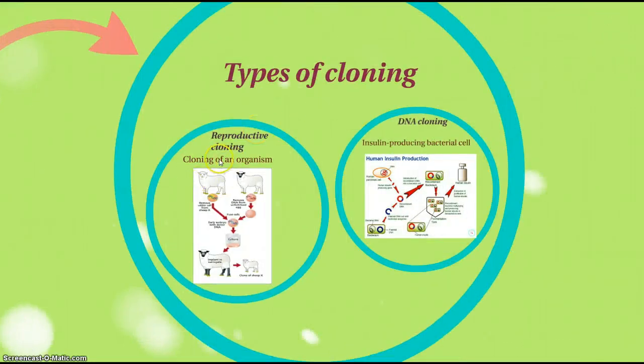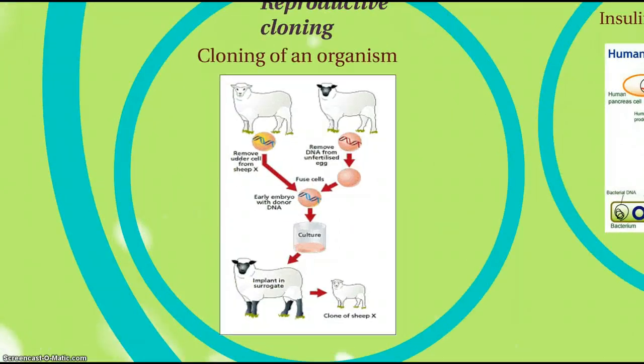Types of cloning. You have reproductive cloning, DNA cloning, same thing as gene cloning, and of course therapeutic cloning. This is reproductive cloning, how Dolly was made. Shows you the steps to how Dolly was made. And this is a long process, so to explain it is going to take me a lot longer than 3 minutes.